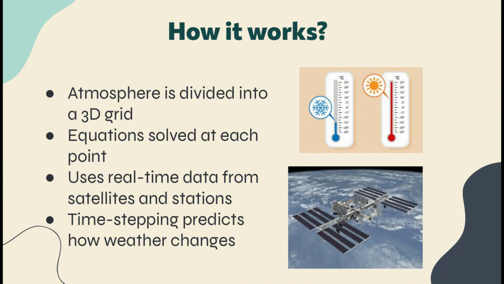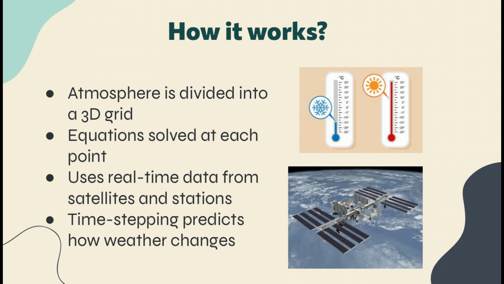To simulate the weather, scientists first divide the atmosphere into a massive 3D grid made up of thousands or even millions of small cubes. At each grid point, the computer calculates key variables such as temperature, pressure, wind speed, and humidity. These values are updated repeatedly using numerical methods that approximate how the atmosphere changes over time.